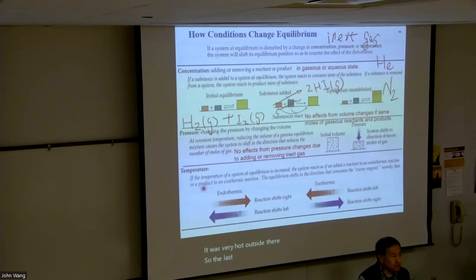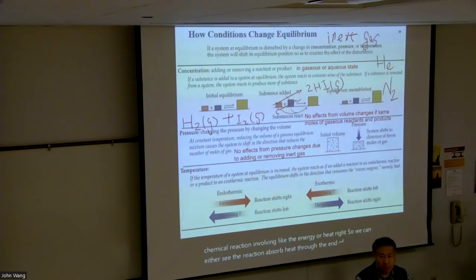The last influence is temperature. So we know most chemical reactions are accompanied by hydrogen or heat, right? So we can either see the radiation of the global heat, the end of the surface, or something can be radiation in the same heat, as we say. Therefore, first of all, you ask yourself what kind of effect the temperature has on your equilibrium. So I know it's an endothermic reaction, and I do by this.